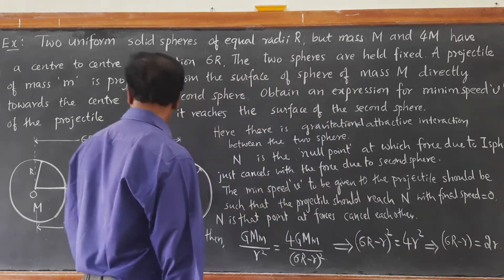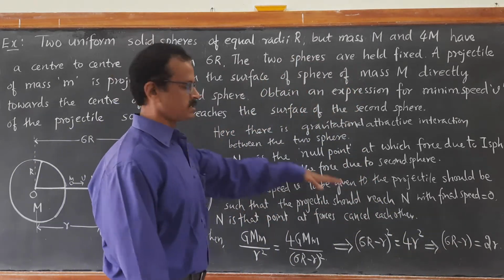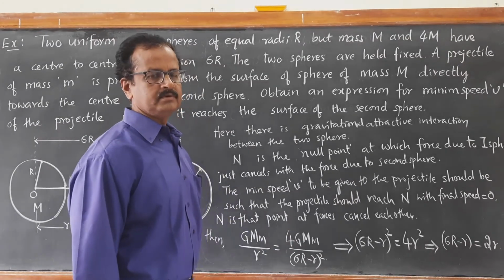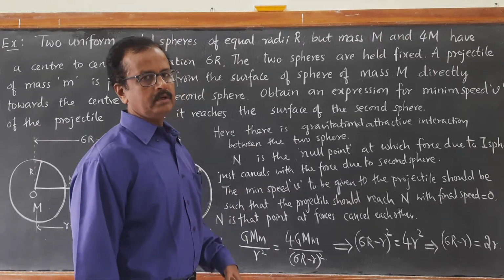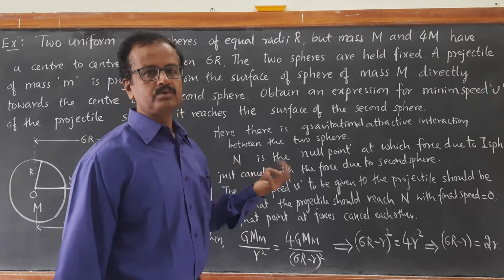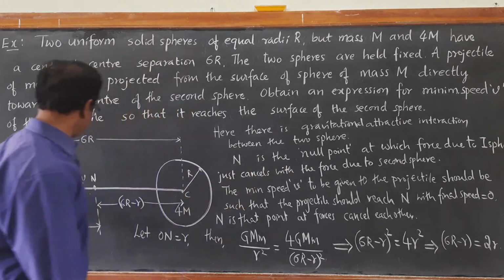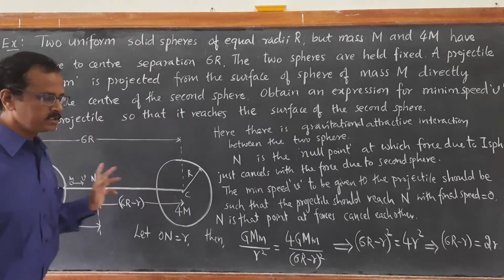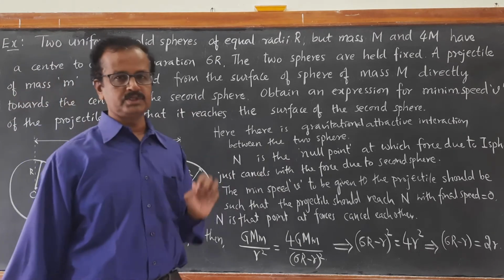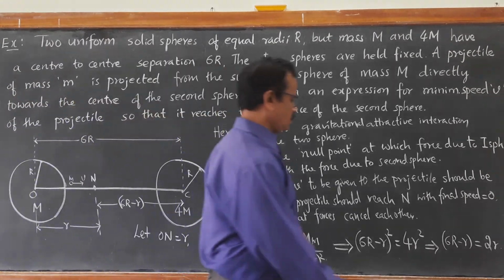6r will be on the other side or on this side. So that will be of no use. It will be away from the line joining the two centers. So we want to find out the null point along the line joining the two centers, in between the two centers.